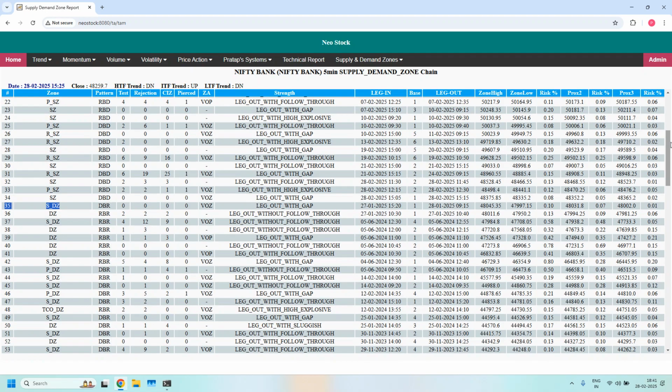Okay. So this is the Bank Nifty supply demand zone chain. With this, we have completed both Nifty and Bank Nifty. Next, we will generate bullish and bearish trade setups for monthly, weekly, daily, and hourly income trades.